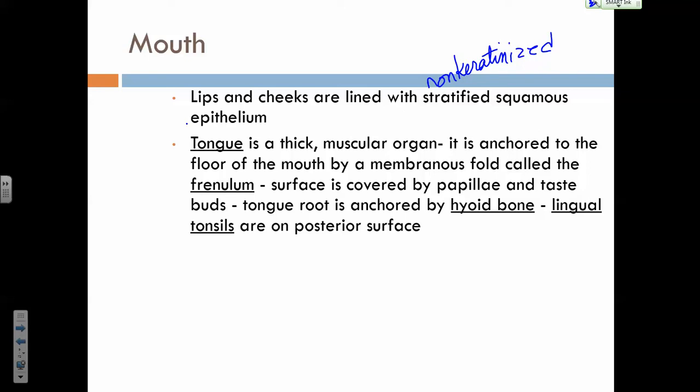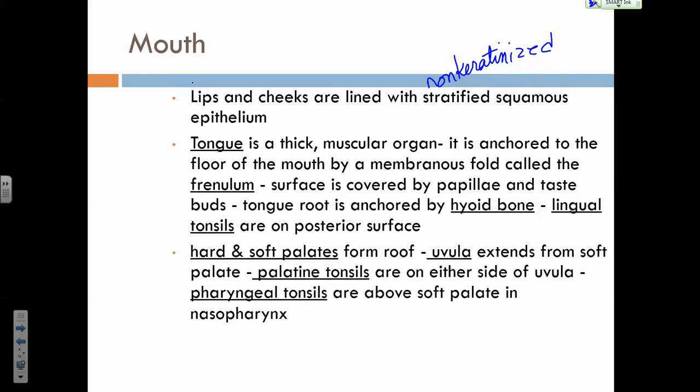Within the mouth are several features like your tongue. That's skeletal muscle. You do have conscious control over your tongue. Underneath the tongue, if you look in the mirror today, hold your tongue up. There's this little fold underneath it called the frenulum that holds it to the floor. And then you already learned about the papillae on the tongue and the taste buds associated with the papillae. The back of the tongue is held in place by your hyoid bone. You may not know that, but the hyoid bone.